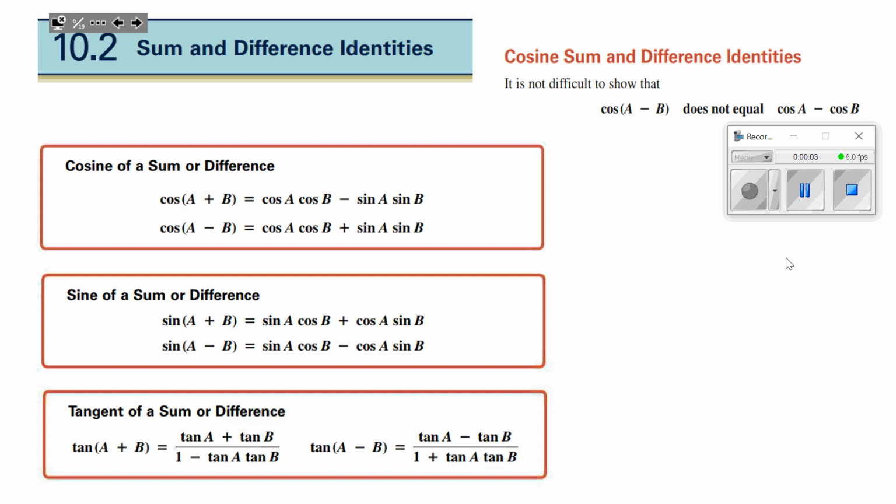In 10.2, we're talking about sum and difference identities. These are new identities, and so we're not going to spend our time proving them. We're just going to use them. It's not something that you need to memorize. You'll be given a formula sheet pretty much anytime you ever need these.